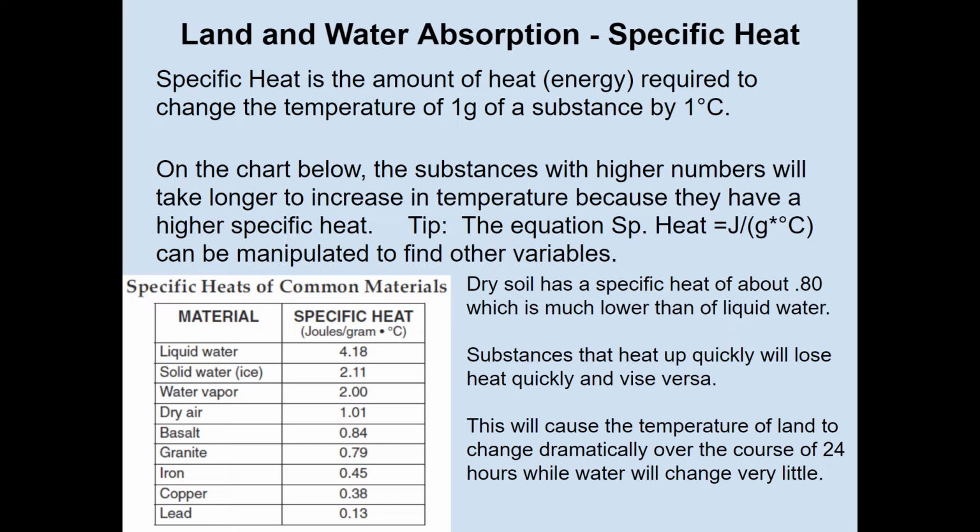And it doesn't really follow any general rules, like all solids have low specific heats and all liquids have high. They all mix right around. So on the front page of your reference table, you will see this chart called the specific heats of common materials. And specific heat's definition is the amount of heat energy required to change the temperature of 1 gram of a substance by 1 degree Celsius.